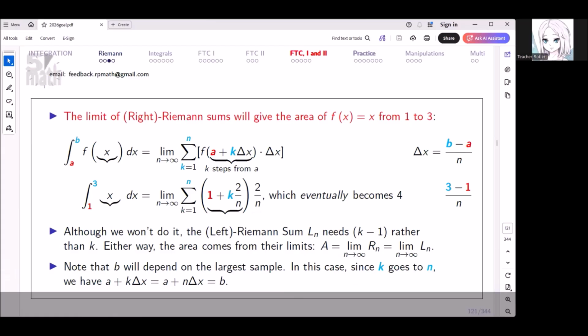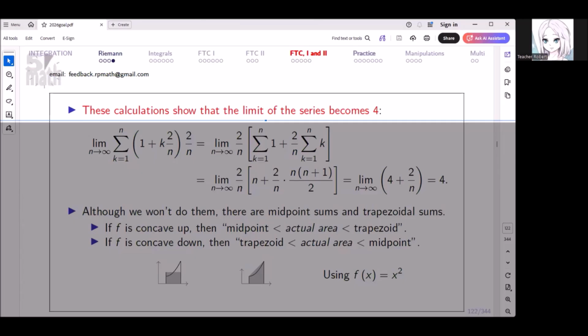Note that b will depend on the largest sample. In this case, since k goes to n, we have a plus k delta x equals a plus n delta x equals b. These calculations show that the limit of the series becomes 4.